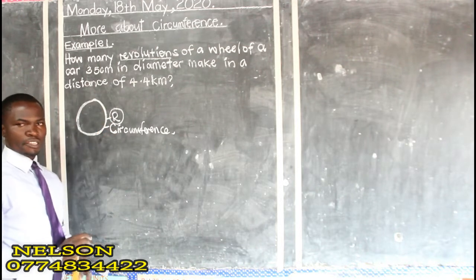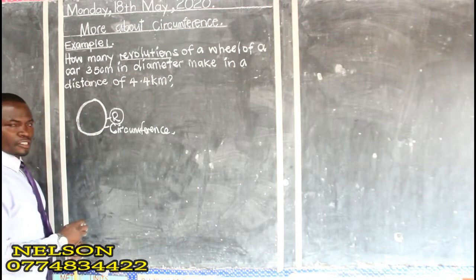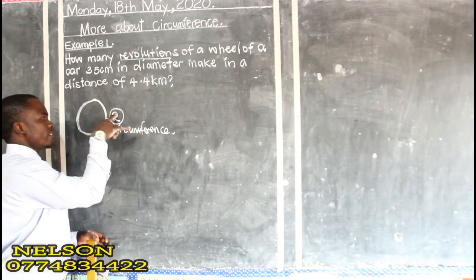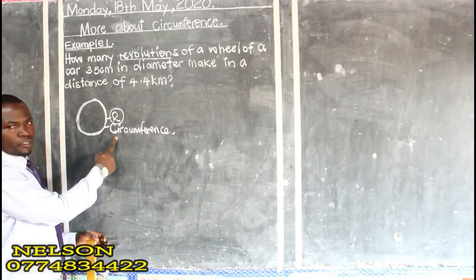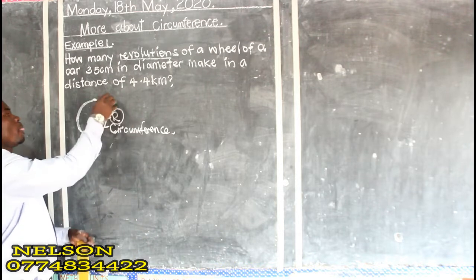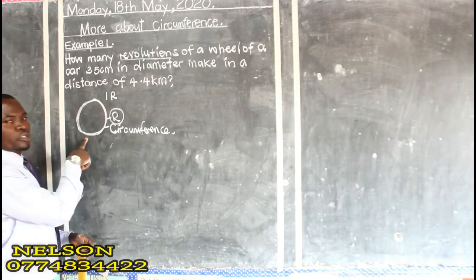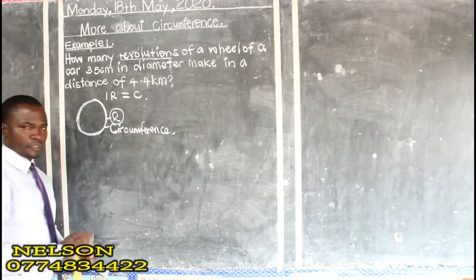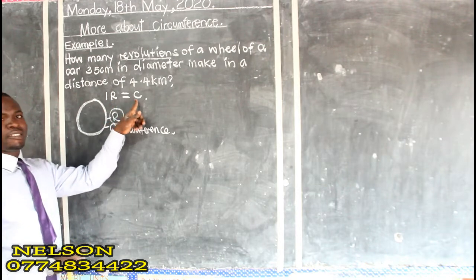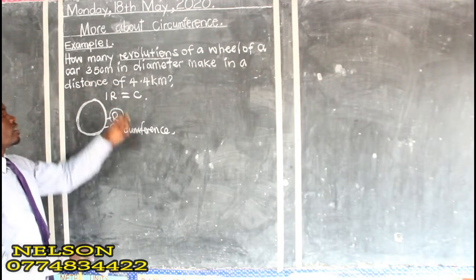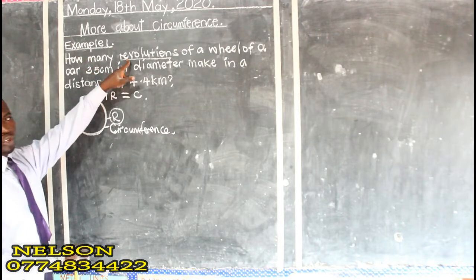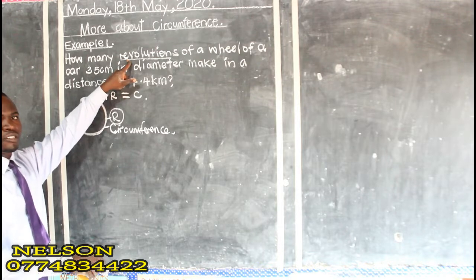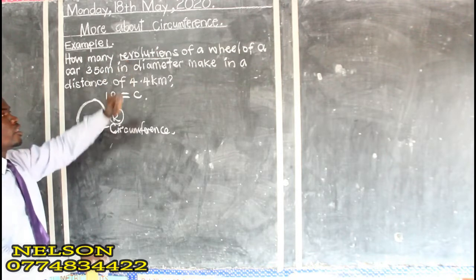Why am I emphasizing this? I'm emphasizing this because I want you to get the similarity between the revolution and the circumference. So, one revolution is equal to a circumference. One revolution equals circumference. A revolution means a circumference. As far as mathematics is concerned, a revolution is equal to a circumference.